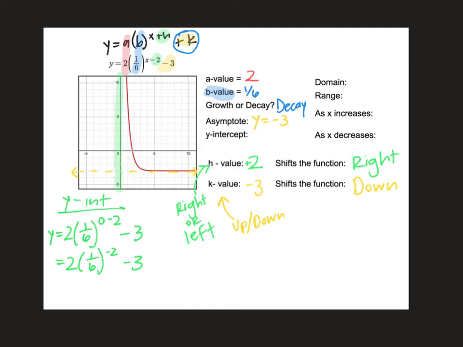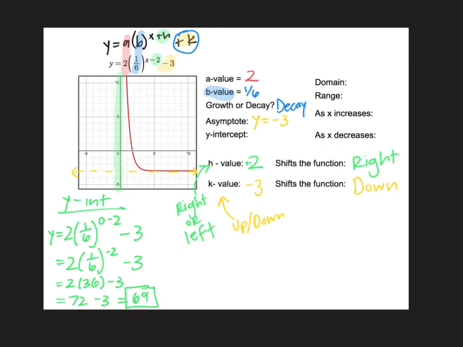And that gives me 36. So really I have 2 times 36 minus 3. 2 times 36 gives me 72. So I have 72 minus 3. And if I subtract 3 from 72, I get 69. So that's going to be my y-intercept.